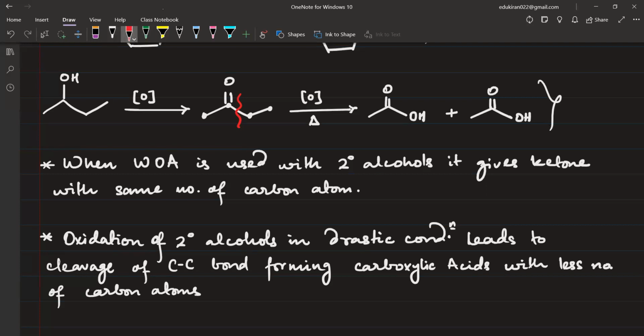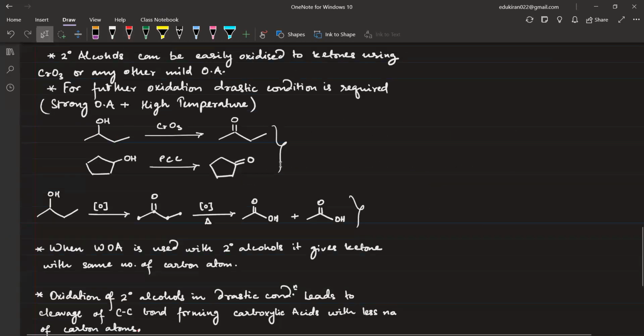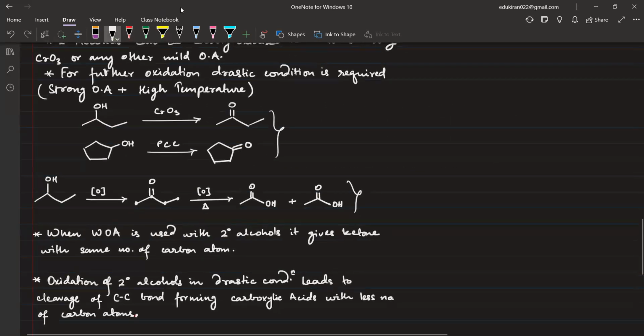Okay. Now, most of you must be having a question, sir, why did it not break from here or here, right? So you don't have to worry about it. It will break from here also, it will break from there also, it will break from everywhere. So we'll get multiple products, and that is why this reaction is not very important. They are never going to ask this reaction. What you have to remember is just that if they ask what happens when oxidation of 2-degree alcohol is done in drastic condition, then you write CC bond breaks and carboxylic acid is formed. No need to specify the exact number of carbon atoms and the exact product. They will never ask you to write the exact products.